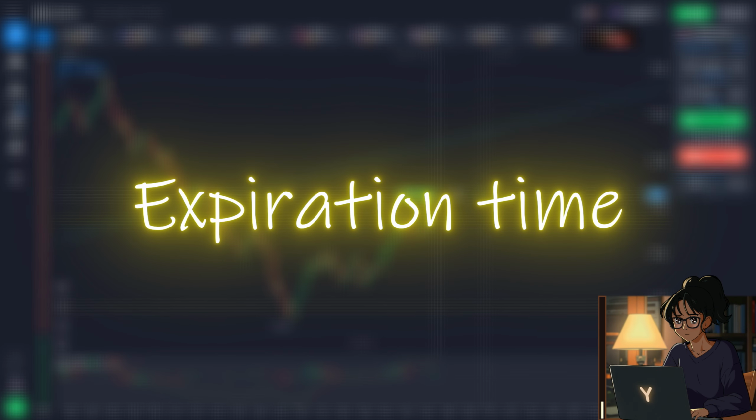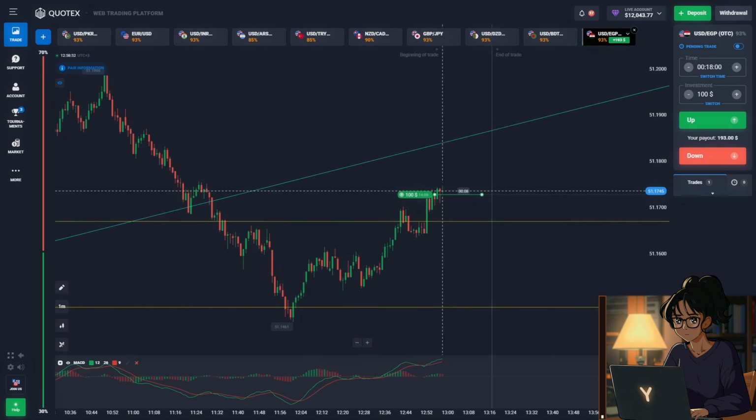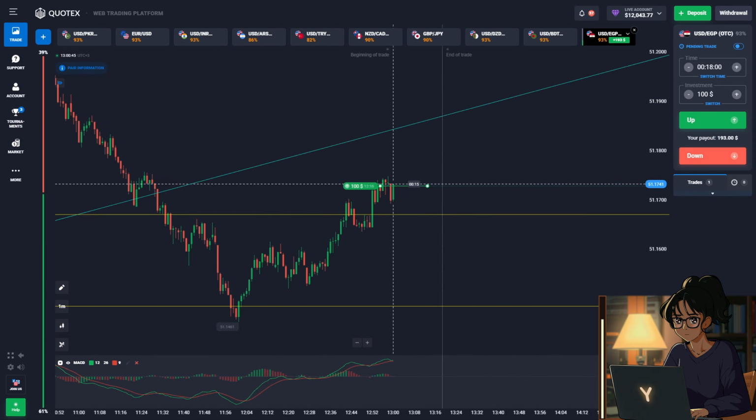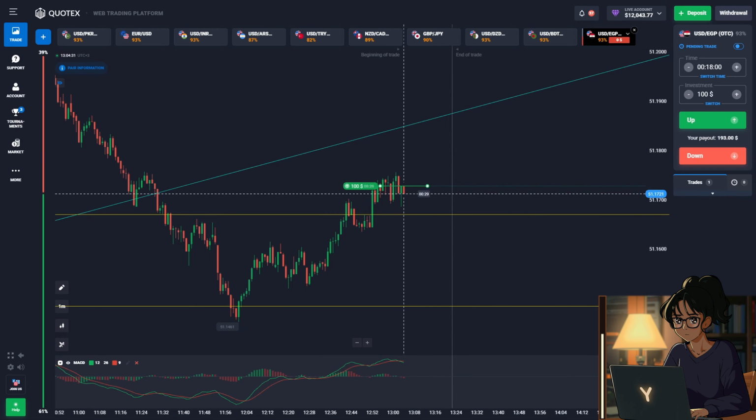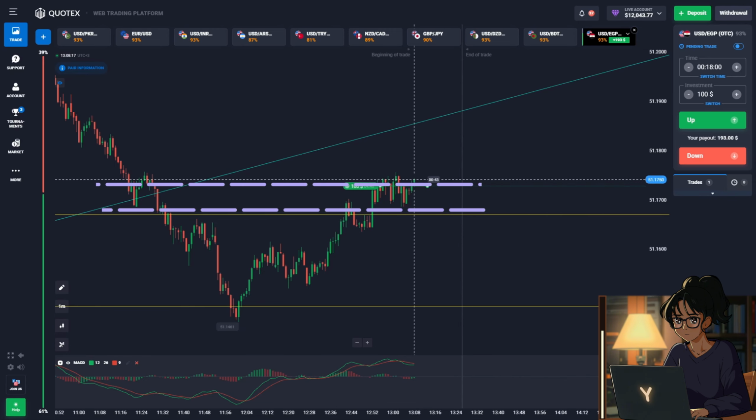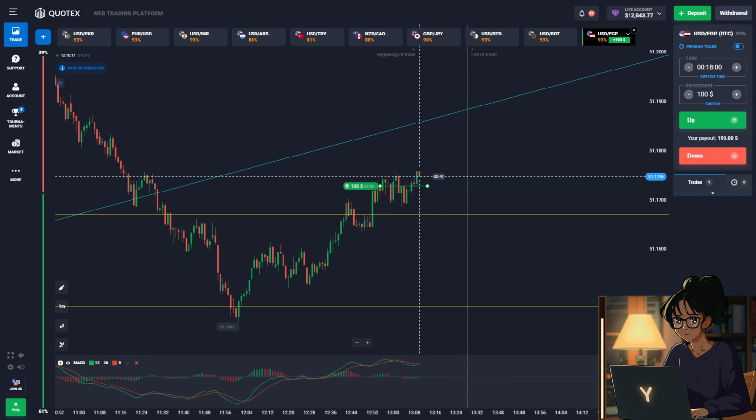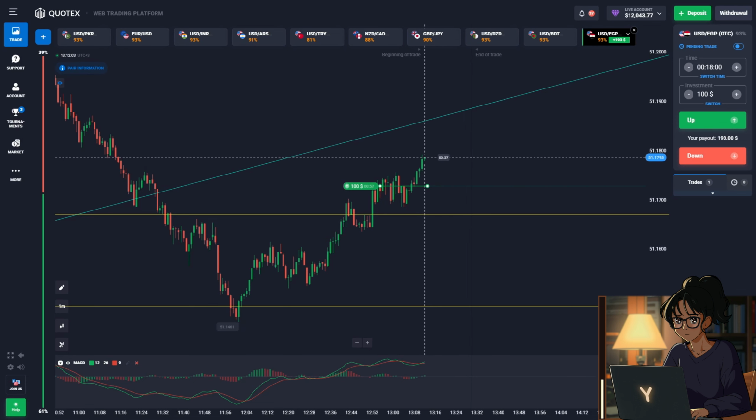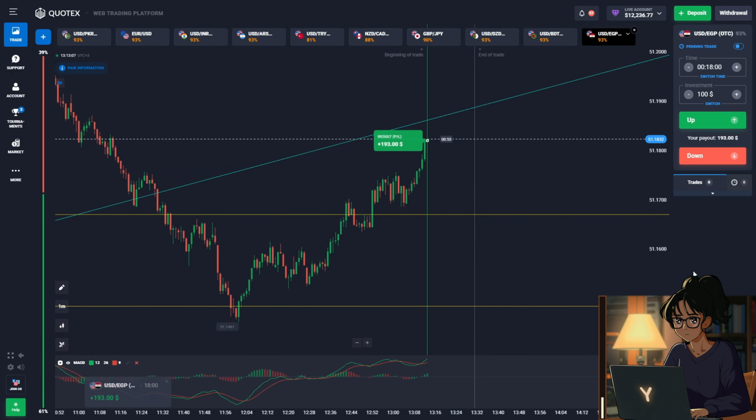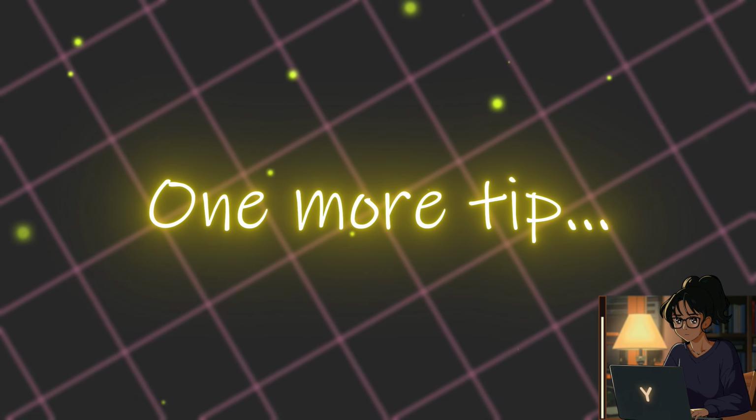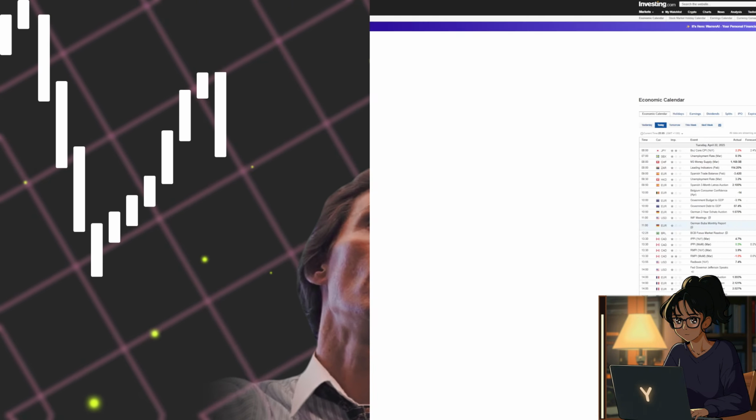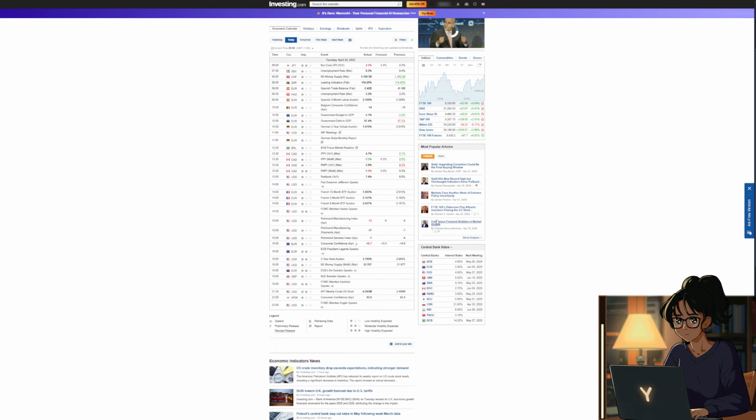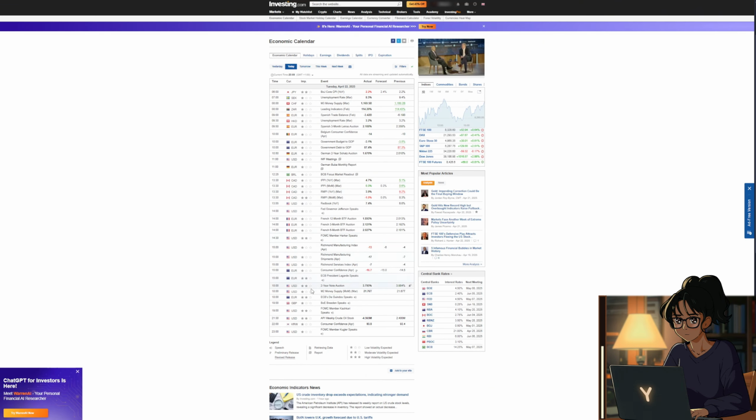Step 4. Pick the right expiration. If you're on a 1-minute chart and just saw a breakout, go for a 10 to 15-minute expiration to give the price room to move. Always consider support and resistance levels where price might stall or reverse. If you're late to the move, don't chase. Just wait for the next clean setup. Also, one more tip. Don't trade during news events. Check the economic calendar on investing.com. Even the best setup can get destroyed by random spikes.